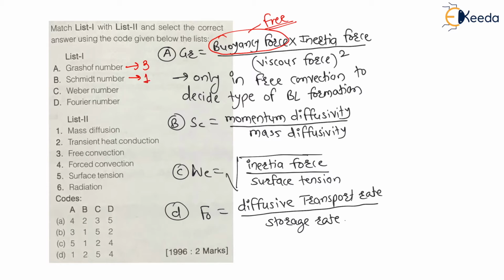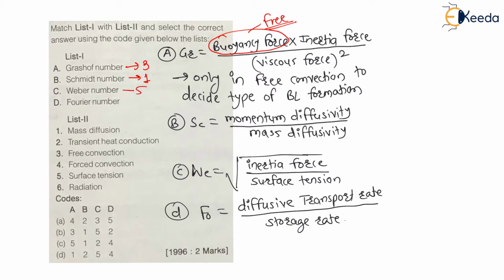With B, 1, right? Then the third number is the Weber number. Now, my dear students, Weber number is nothing but the root of inertia force divided by surface tension force, right? Whenever there is surface tension, there is a Weber number. Therefore, this Weber number will go with surface tension. That is option 5, right?